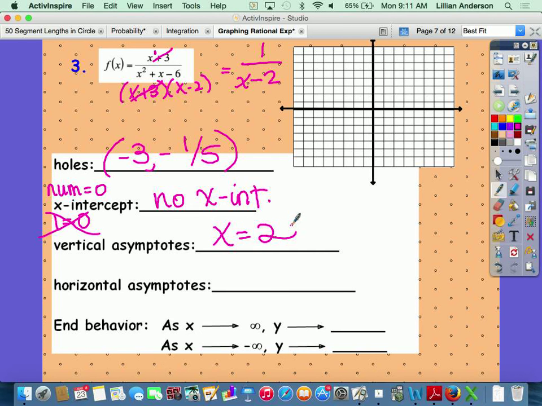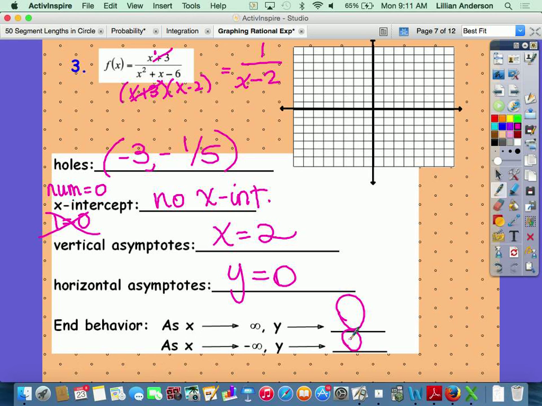And then we just talked about a horizontal asymptote. Since the degree of the denominator is bigger than the degree of the numerator, it is y equals 0. So that means for my end behavior, as x approaches infinity, y approaches 0. And as x approaches negative infinity, y approaches 0. So let's graph all this information.